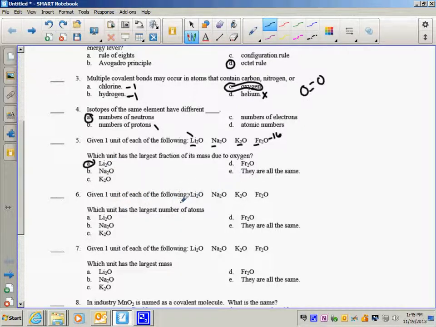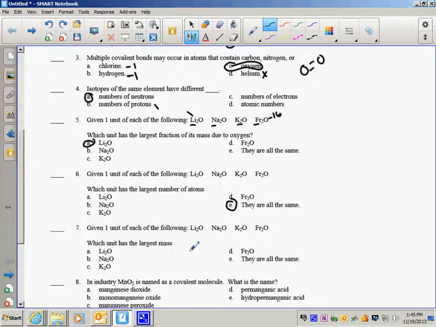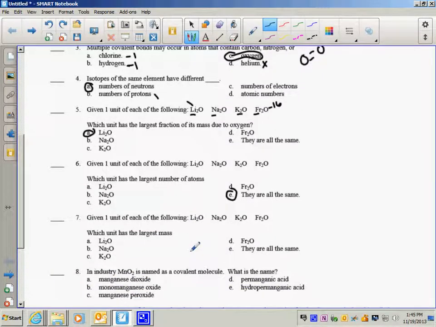Given one of the following, which has the largest number of atoms? They're all the same, they all have 3 atoms. Which one has the largest mass? Again, you would have to add them all up. They all have the same mass of oxygen, but as you look on a periodic table, francium is the heaviest. The actual mass of francium is 223 as I look over in my book.